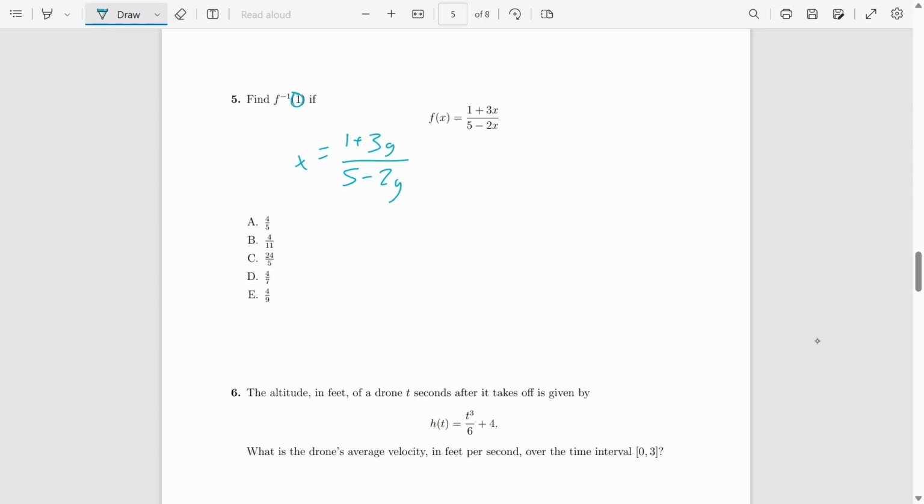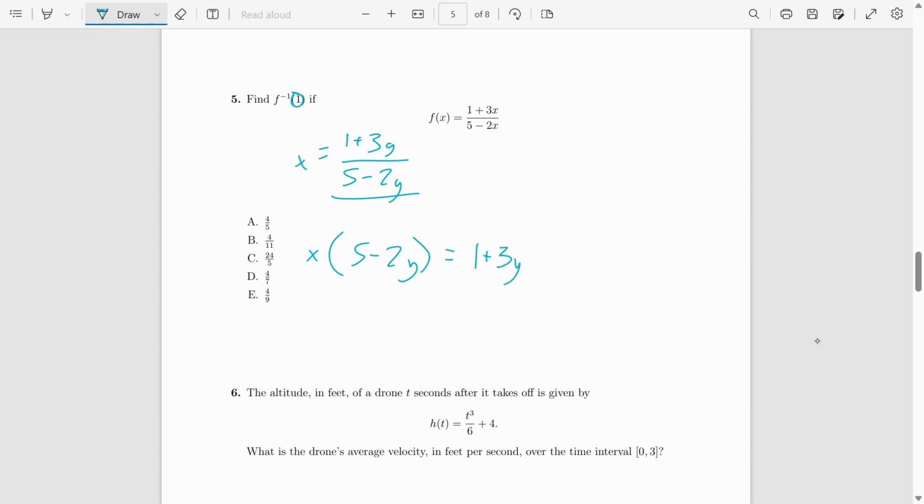And then do a bunch of algebra to get it back in the form where it's y equals again. And then whatever's left is the inverse. So let's go ahead and do that. I think the first thing we should do is multiply both sides by the 5 minus 2y. So that becomes x times (5 - 2y) equals 1 plus 3y.